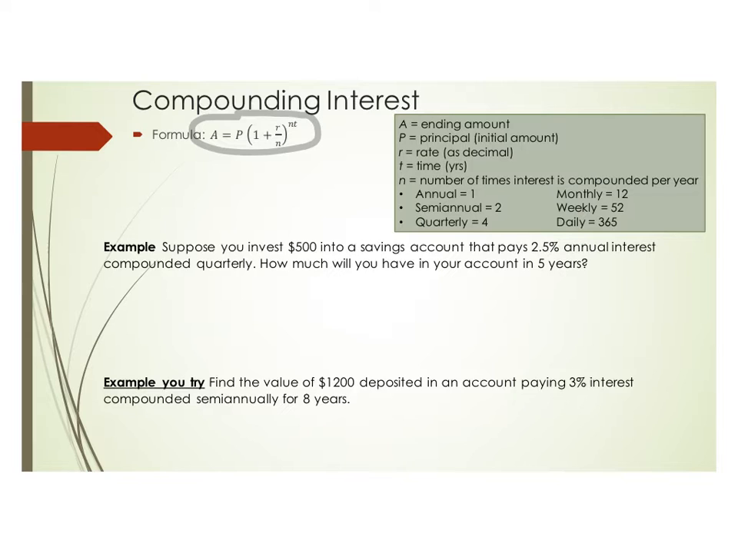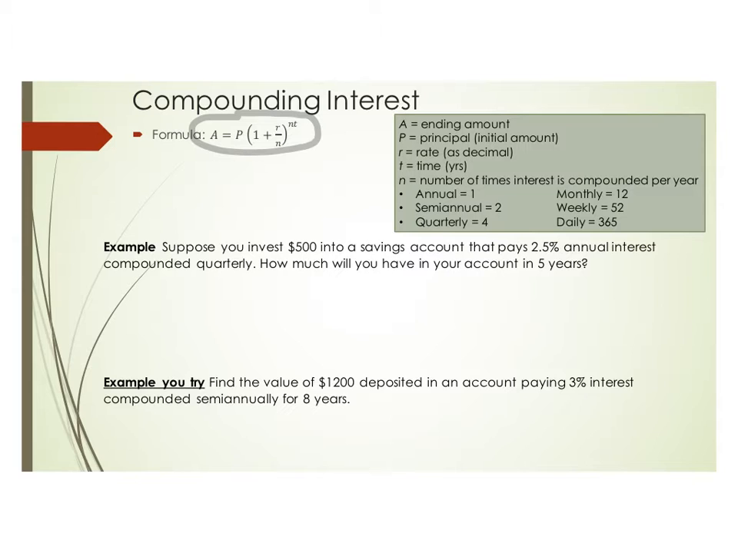where A is the ending amount at the end of the investment, P is the initial amount or starting amount, r is your rate as a decimal, t is time in years, and n is the number of times interest is compounded per year. For example, annual would be once, semi-annual twice, quarterly 4 times, monthly 12, weekly 52, and daily 365.